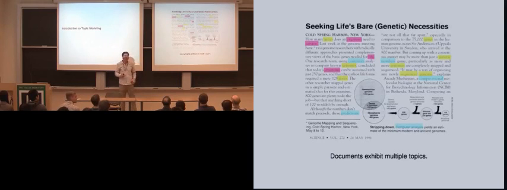So, introduction to topic modeling. I'm going to describe for you the most basic topic model, called latent Dirichlet allocation. This is a statistical model of text that captures a simple intuition. And the intuition is that documents exhibit multiple topics.